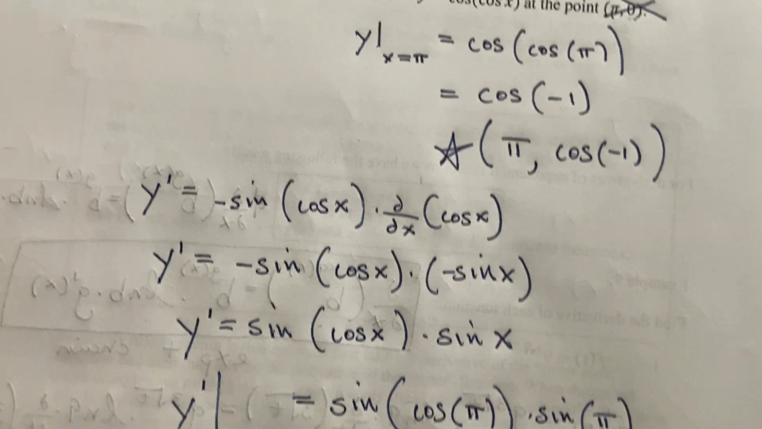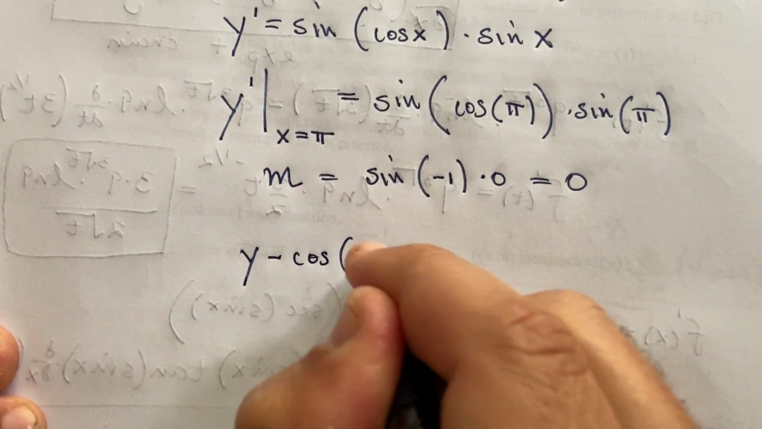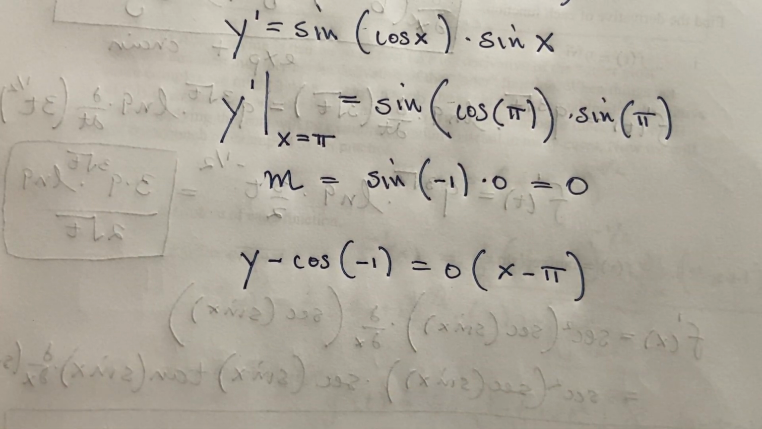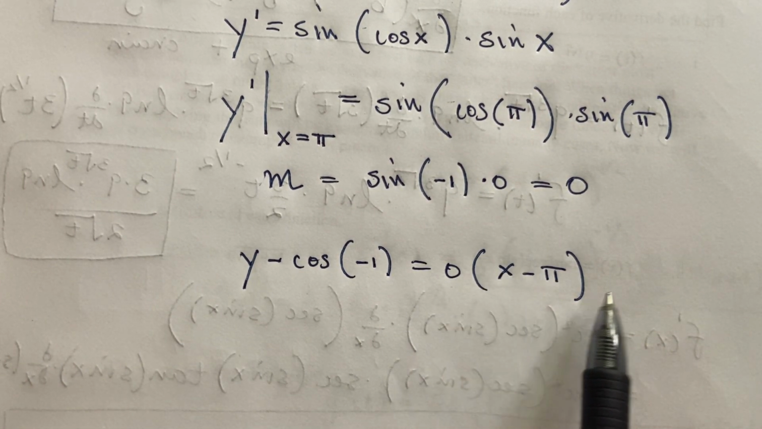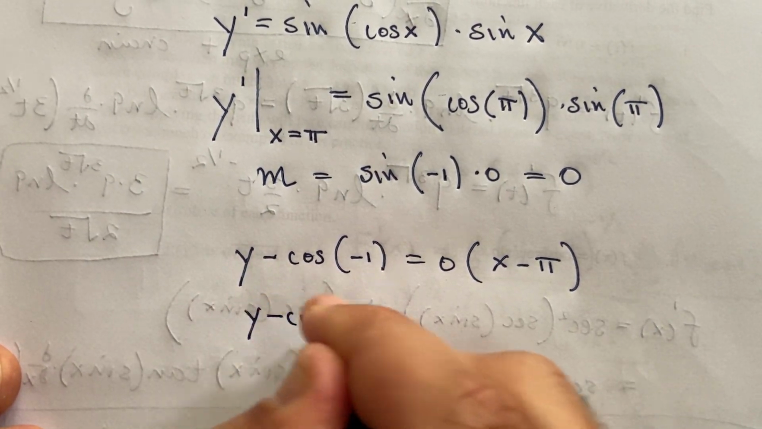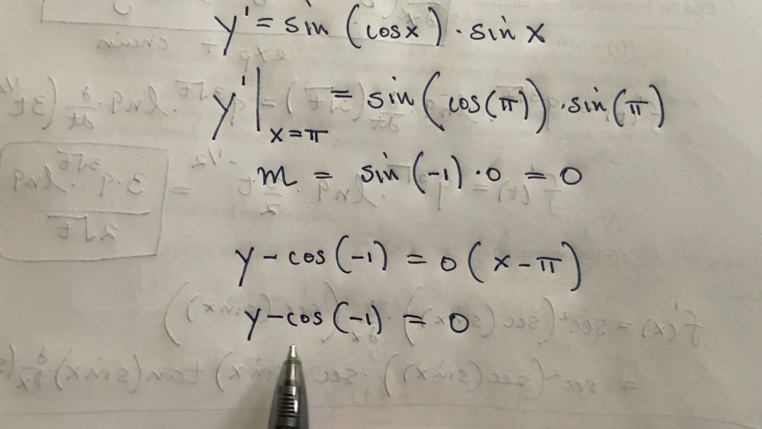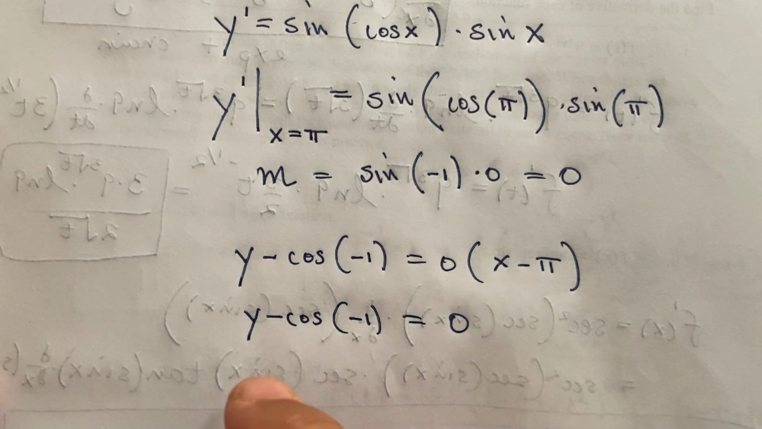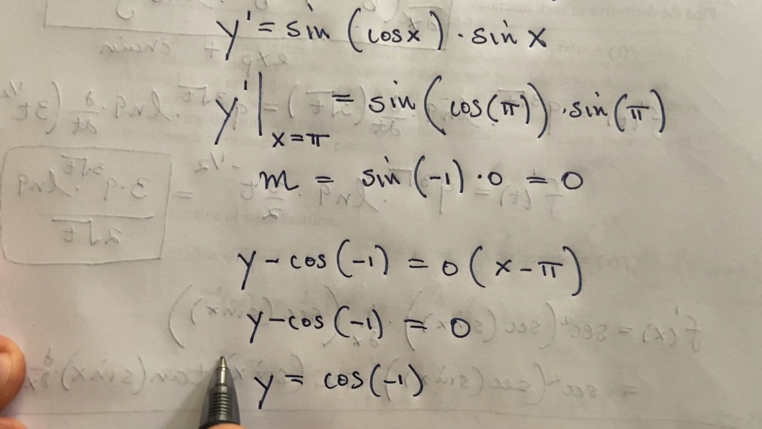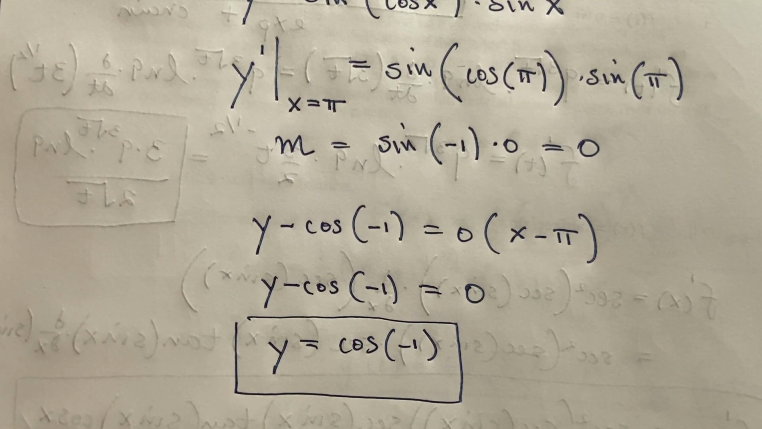So I'll go ahead and write this equation now. We'd have y minus cosine of -1 equals 0 times x minus pi. The 0 times x minus pi all just vanishes. So I have y minus cosine of -1 equals 0. And I'll go ahead and add over cosine of -1. So it'd be this horizontal line. It'd be this tangent line at that point.